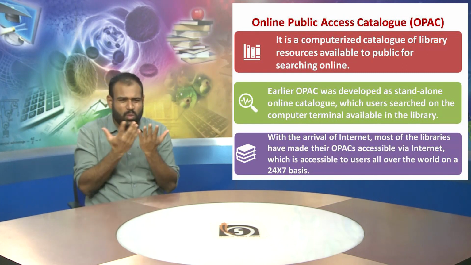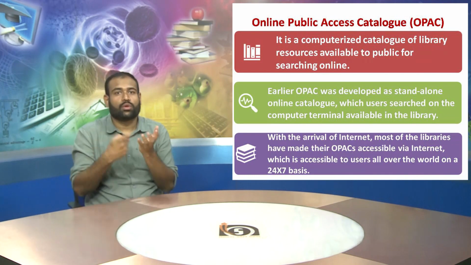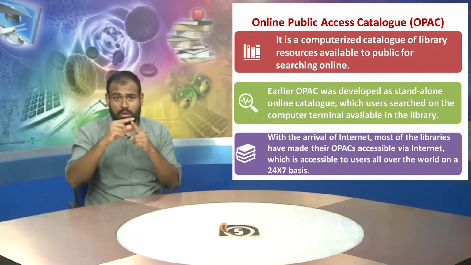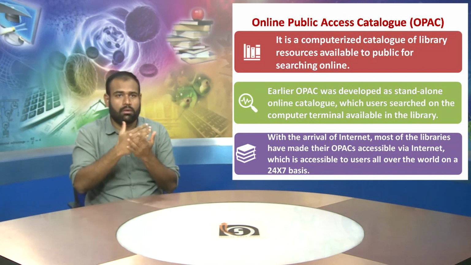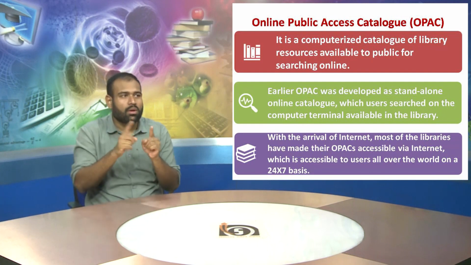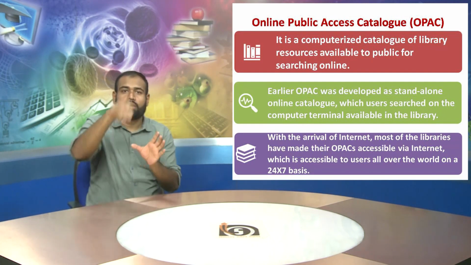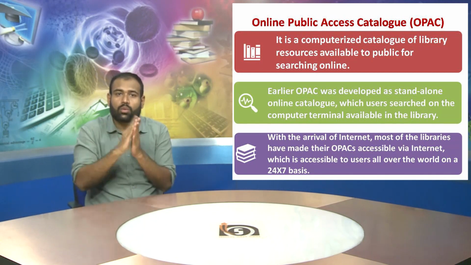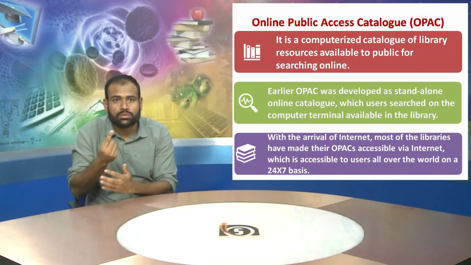OPAC. OPAC is Online Public Access Catalog. It is a computerized catalog of library resources available to the public for searching online. Earlier, OPAC was developed as a standalone online catalog which users searched on the computer terminal available in the library.